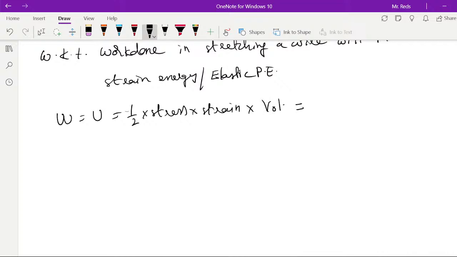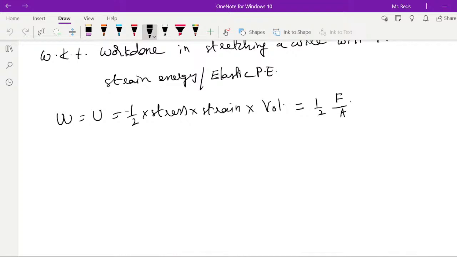So this is equal to half into stress, which is generally F by A, into strain, which you can write as delta L by L. But here, if you observe, question number 20 says both are made of the same material and same diameter. Same material means Young's modulus will be the same. So let us express it either in terms of stress or in terms of strain.